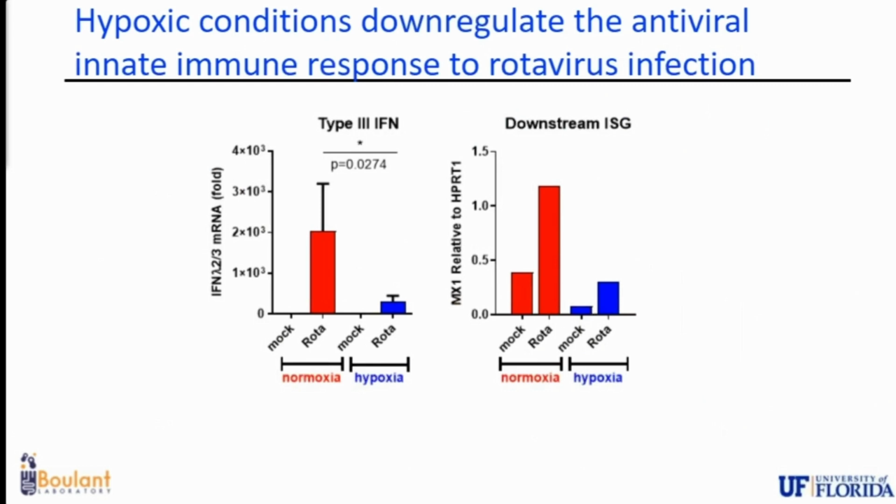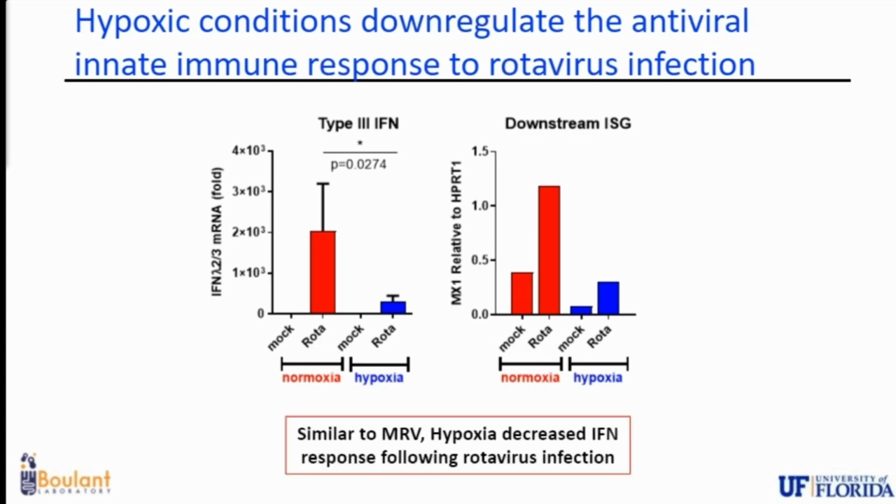We then went to the rotavirus experiments and repeated the same setup, and could show the exact same finding: when we infect cells with rotavirus and monitor the amount of interferon that the cells produce, we see a decrease between normoxia and hypoxia at the transcript and at the protein level, and this also impacts the amount of interferon-stimulated genes that the cells produce. So, similar to MRV, hypoxia decreases the interferon response following rotavirus infection.